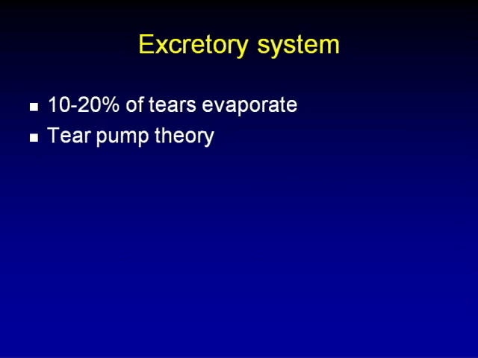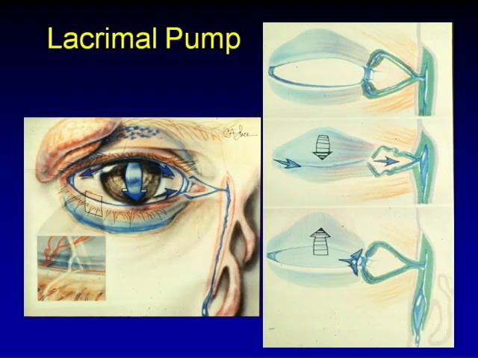So 10 to 20% of tears evaporate, maybe more depending on climate, like we have here in this dry climate. A lot of patients we see have dry eye issues. But the book says 10 to 20% of tears evaporate, and the rest should get dumped into the excretory system. And then there are these different theories of the tear pump and how it works. But in general, I think they still say this for the purposes of the boards: the blink system and the compression of the eyelids from the orbicularis muscle, and the fact that the medial canthal tendon wraps around the sac is the tear pump theory.